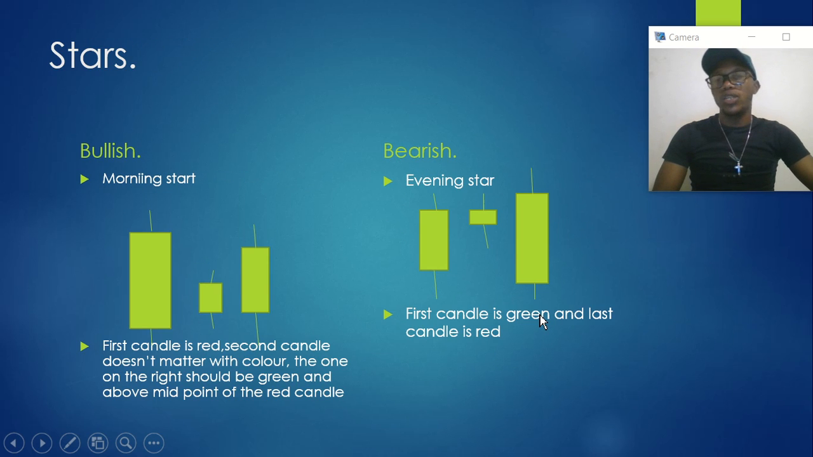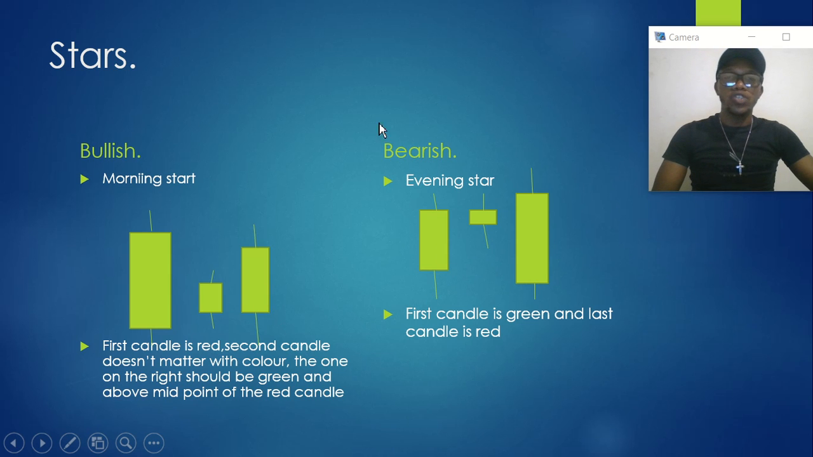So there is what we call the stars. The star is the candlestick that is in between two candlesticks. What we call the morning star: the first candlestick is red, the second candlestick doesn't matter, we don't observe the color here, and the one on the right should be green and above the midpoint of the red candle. So if we see the morning star in between these candles, it means the market should be bullish.